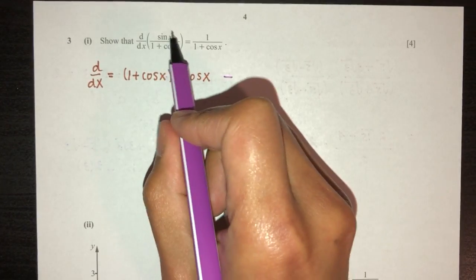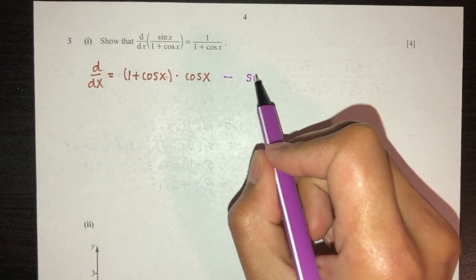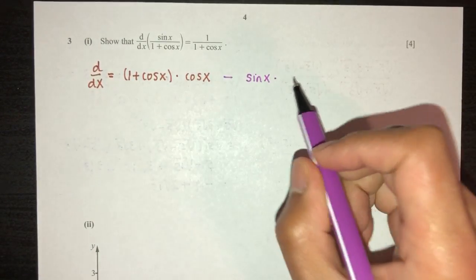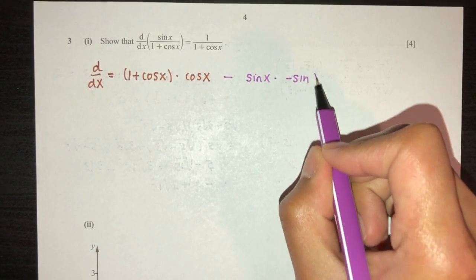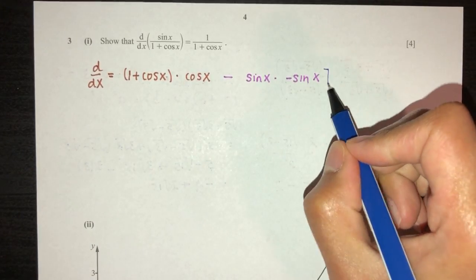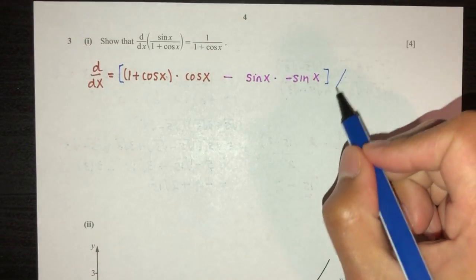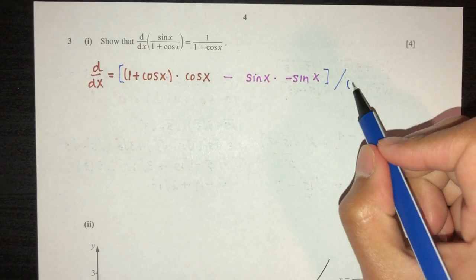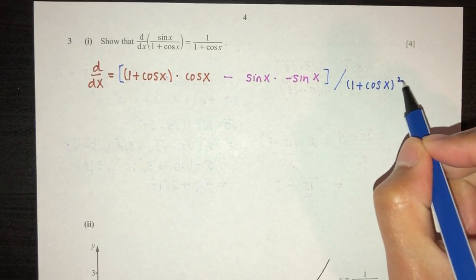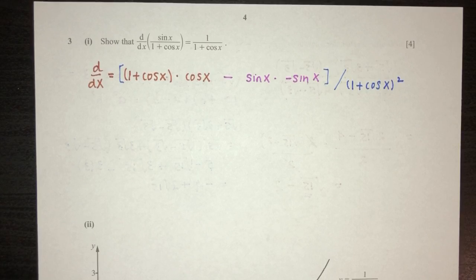Now we have to put this as it is, and then multiply by the d by dx of this one. That will be minus sin x. And then finally everything has to be divided by the square of the base, which is 1 plus cos x squared. Now let's simplify the top.